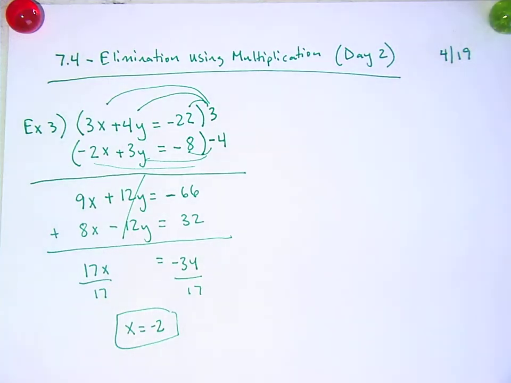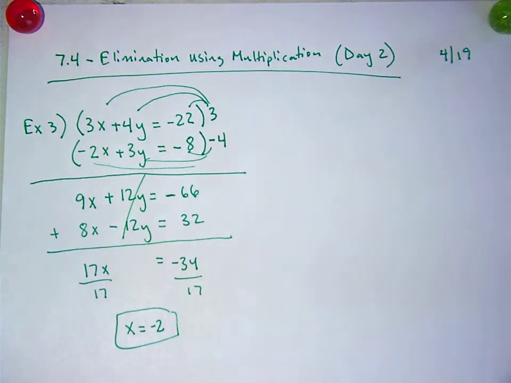Wait, so we have to use the new equation? One of the top equations. One of these two? Yeah. So not the new one? Right. Okay. Minus 4y. Oh yeah.